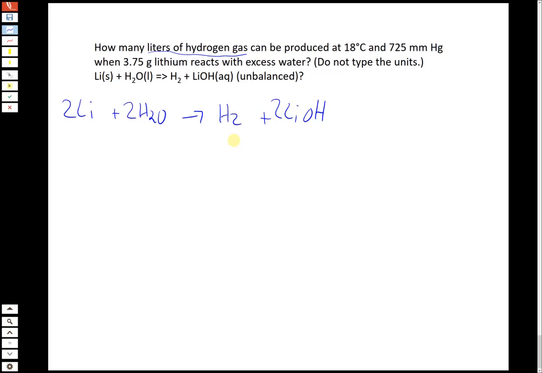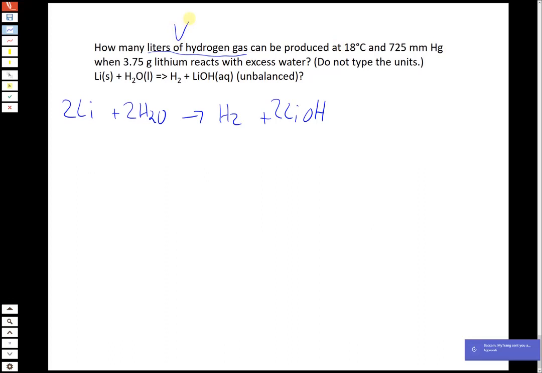Looks like we're good. This one was not too terribly difficult to balance, but if you wanted to use the oxidation number approach, you probably could have, but it wouldn't be the easiest one to do that way either. However you choose to do this, we need a balanced equation. Then what we're looking for here is how many liters of hydrogen gas can be produced at this temperature and pressure when 3.75 grams of lithium reacts with excess water. So here we're going to do a stoichiometry problem first, and then at the end we're going to use PV equals nRT to find the volume.